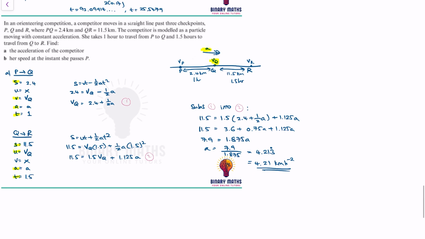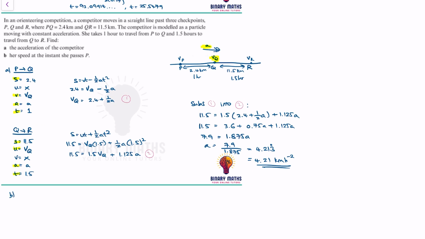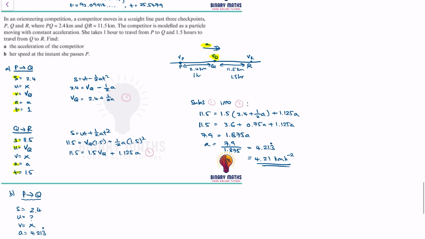Part B. Her speed at the instant she passes P. So we look at the journey P to Q only. The displacement is 2.4. We're trying to find the speed at P, so that is what we're trying to find. We don't know the speed at Q. Acceleration is 4.213 recurring, use the non-rounded version. And the time is 1, because it's 1 hour.